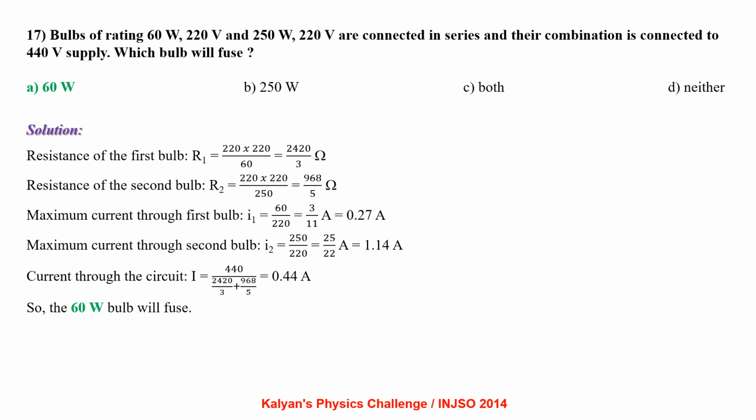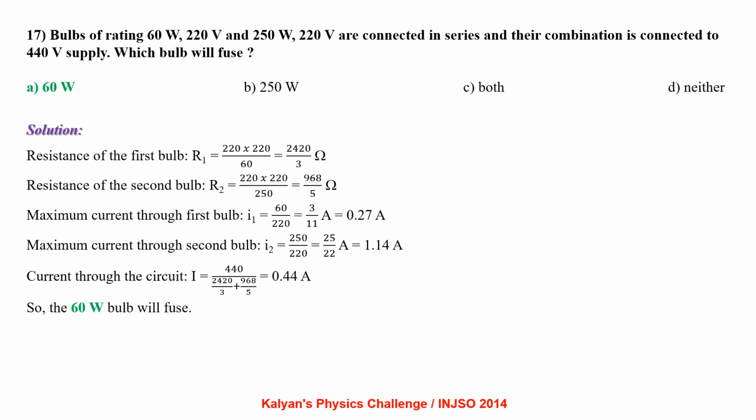Maximum current through the first bulb I1 equals P by V, that is 3/11 ampere, which comes out to be 0.27 ampere. Maximum current through the second bulb I2 equals P by V, that is 250/220, which comes out to be 1.14 ampere. So the current through the circuit I equals V by R, that is 440 divided by (2420/3 plus 968/5), which happens to be 0.44 ampere.